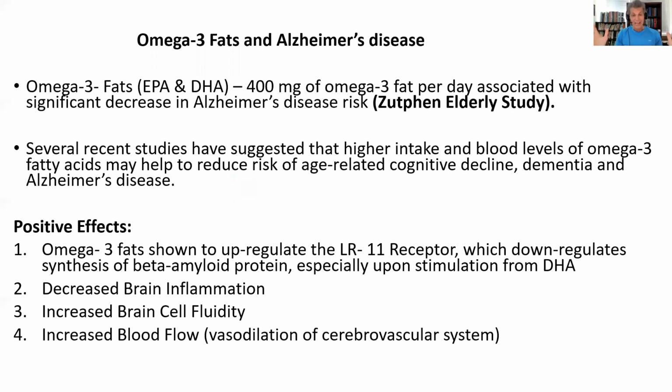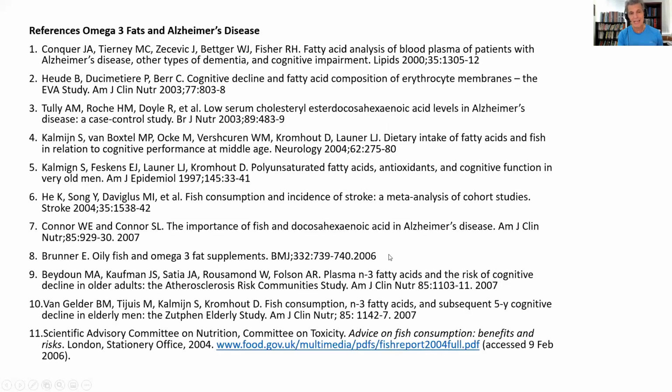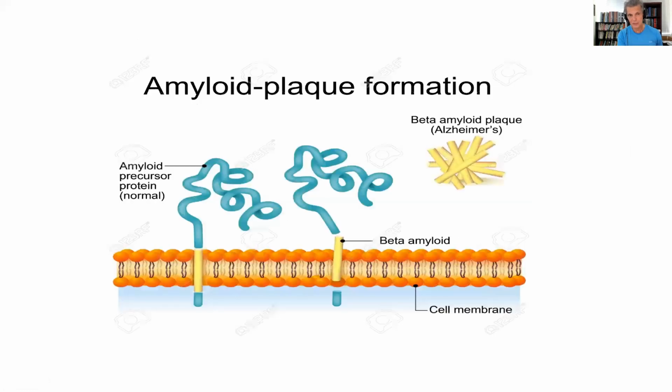And why is that? Because it decreases brain inflammation and improves cell fluidity. Also, prostaglandin series 3 causes vasodilation, more blood flow through the cerebral vascular vessels to get more nutrients to the brain cells. But also, DHA in particular upregulates the LR11 receptor, which prevents the buildup of beta amyloid plaque. So here are some of the references so far. Normally there's this amyloid precursor protein, which is a receptor on brain cells. But when you start moving towards Alzheimer's disease, enzymes come and chop this up, and you end up with this beta amyloid plaque.